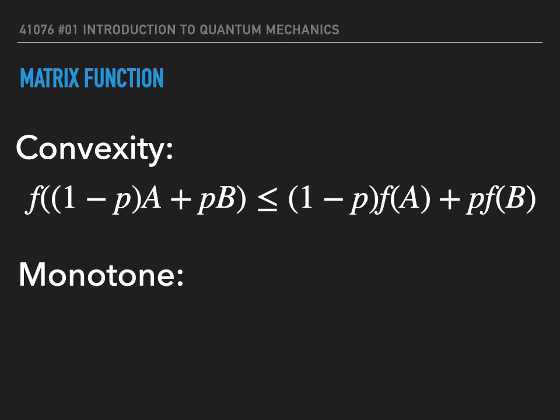We can also discuss monotonicity. We say a matrix function f is monotone if whenever matrix A is larger than or equal to B, then f of A is larger than or equal to f of B.